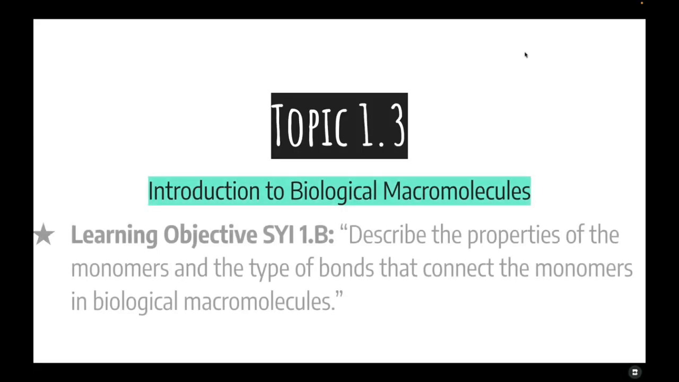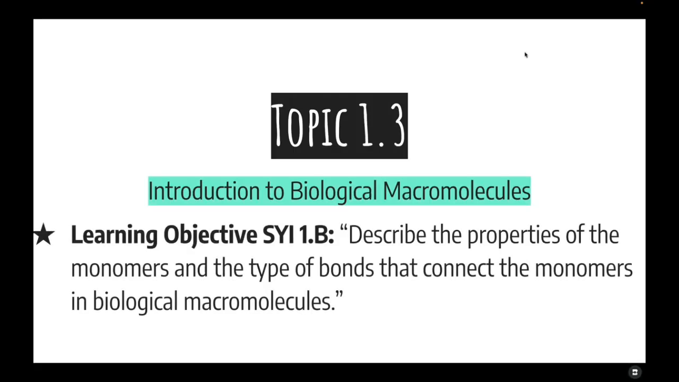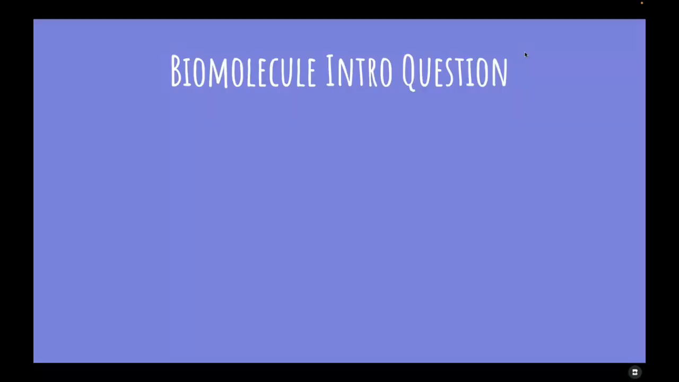And so by the end of today, you're going to be able to describe the properties of monomers and the types of bonds that connect the monomers in biological macromolecules to build polymers. And explain the energy changes involved in these two different processes.